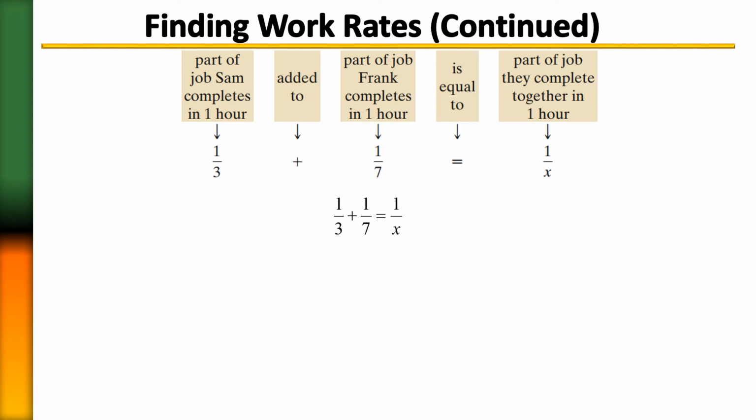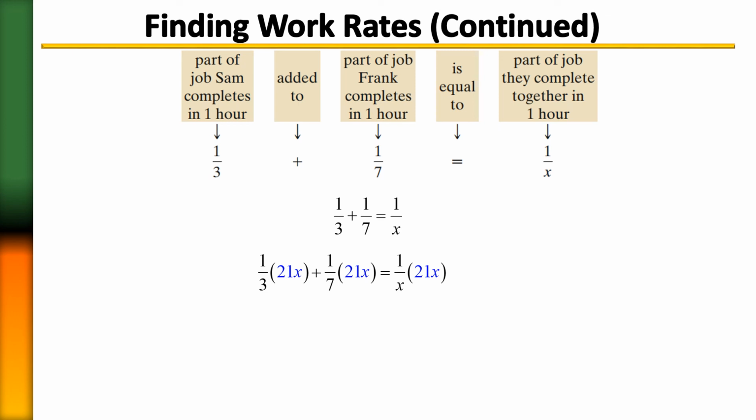Here we have three unique factors. We have 3, we have 7, and we have x. They all appear at most in either denominator once, so all of them together is the LCD. So when I multiply it all together, I get 21x. What do I do with that LCD? I'm going to multiply all 3 parts of the equation by the LCD.